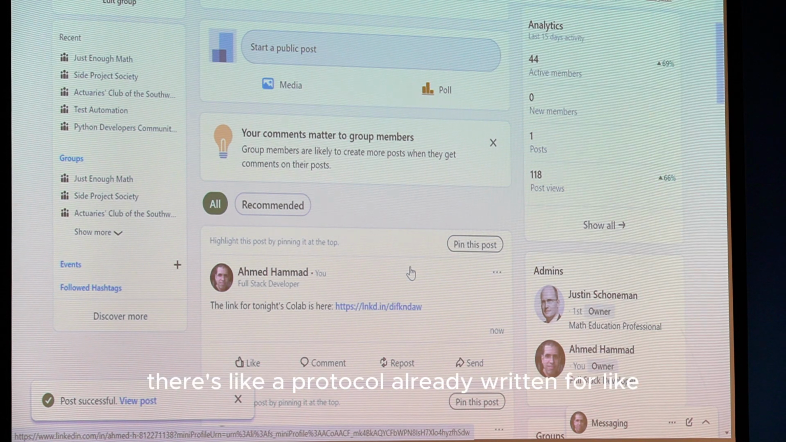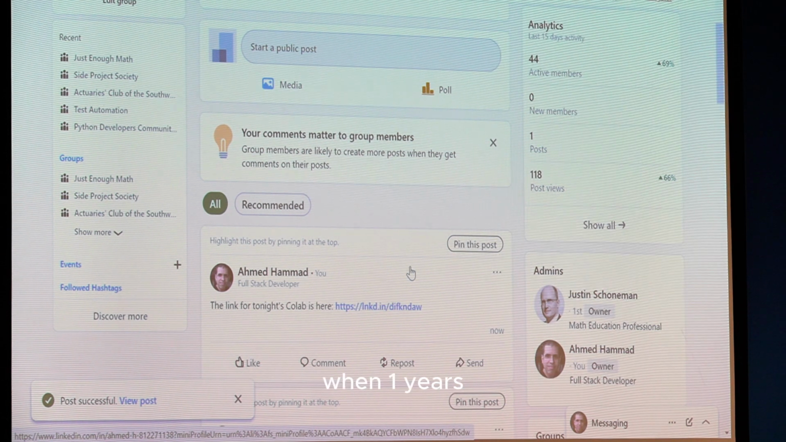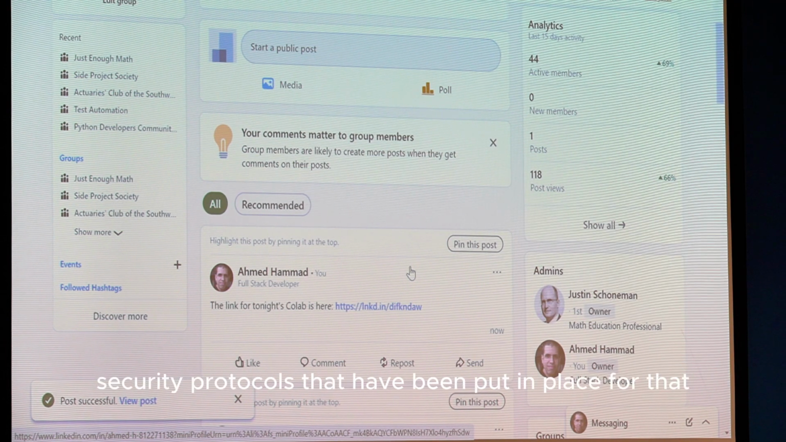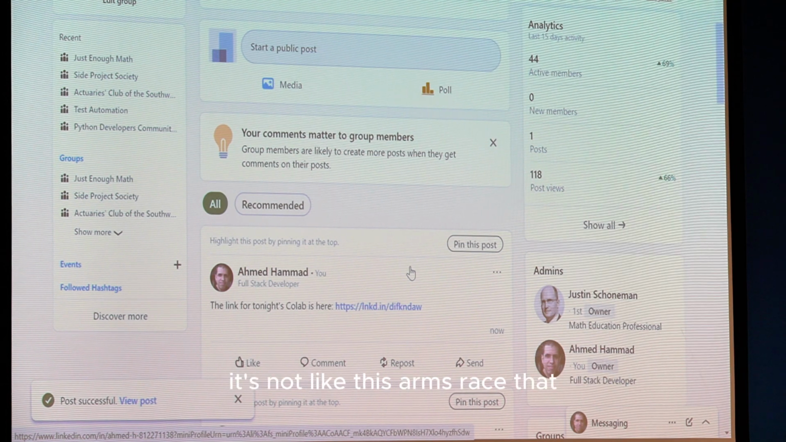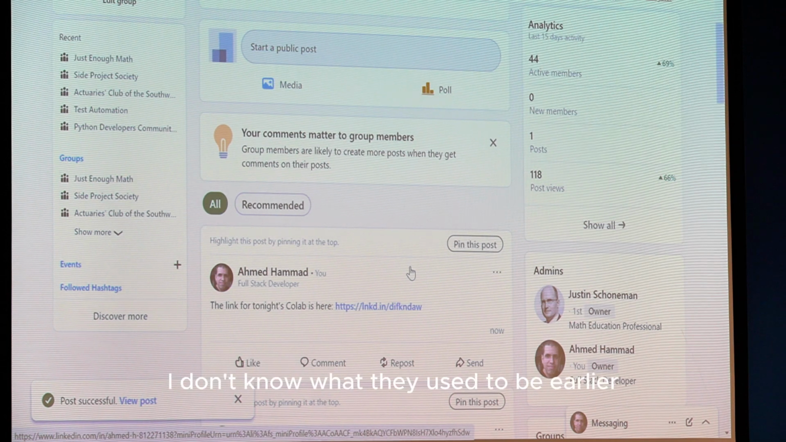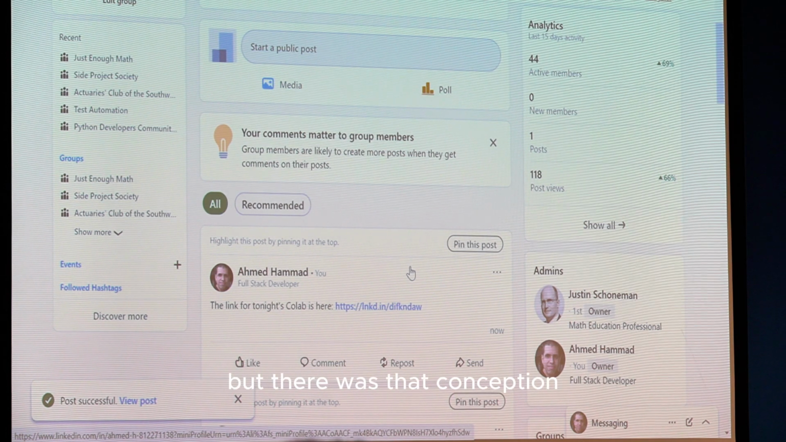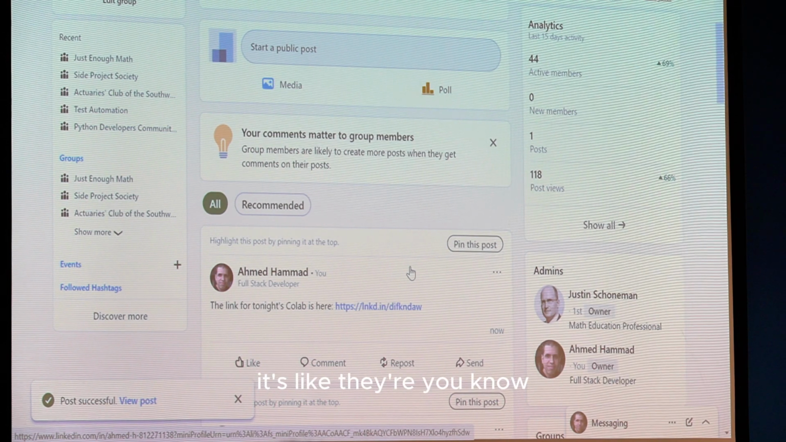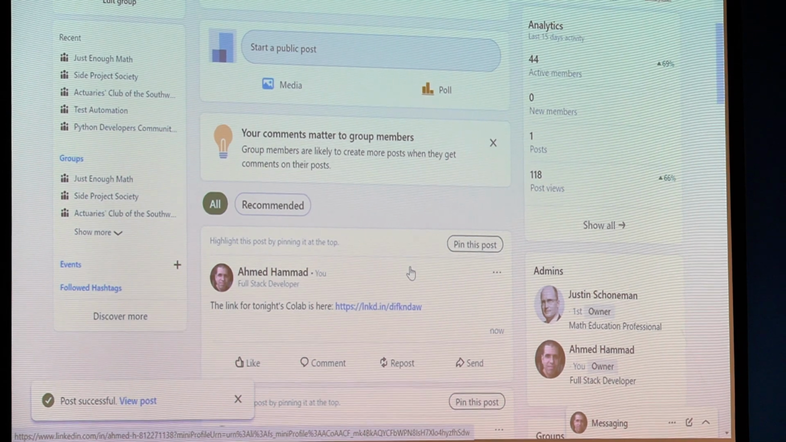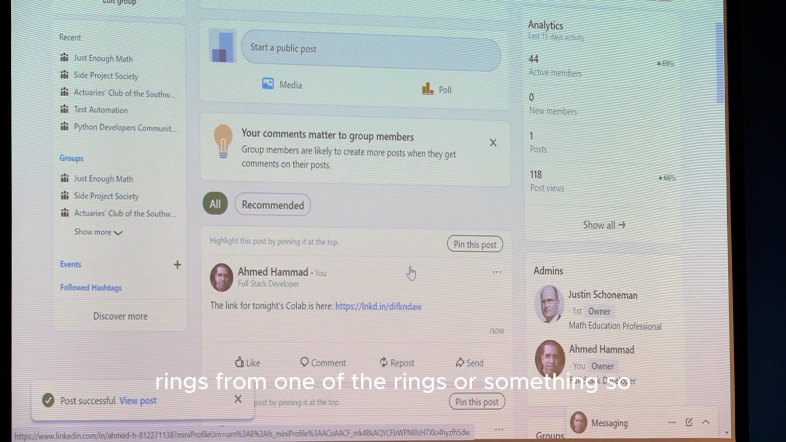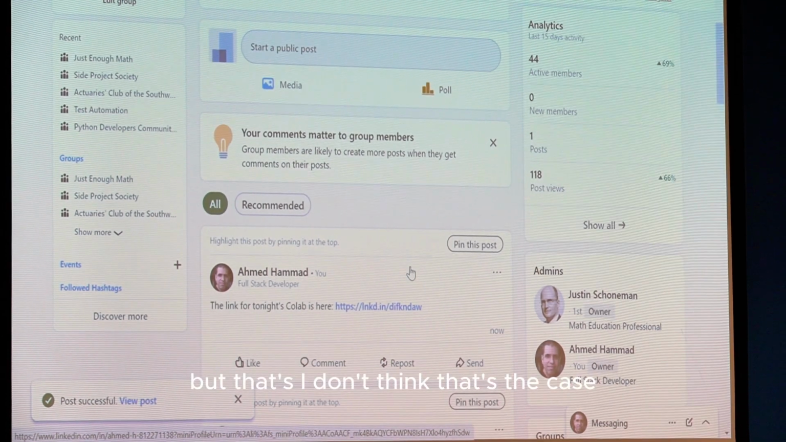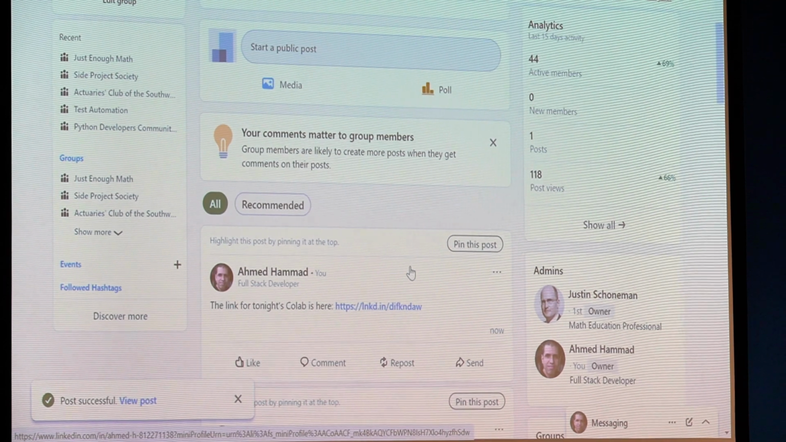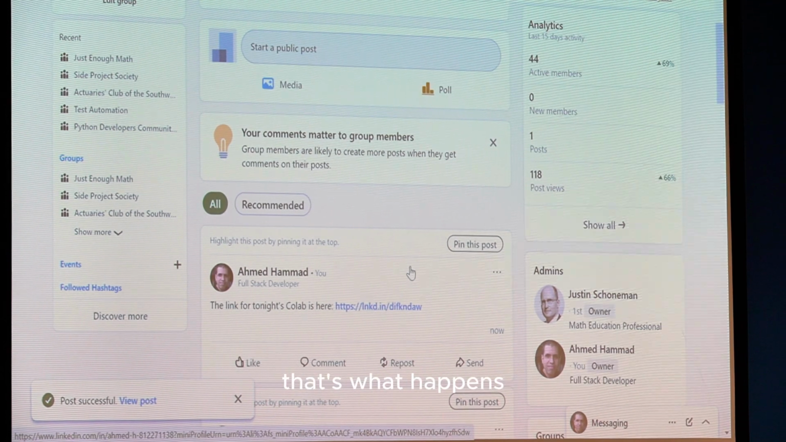Incidentally, there's a protocol already written for when quantum computers, if and when they take over. There are already security protocols that have been put in place for that. So it's not like this arms race, that I don't know if it ever was, but there was that conception that whoever gets the first quantum computer is going to rule the world, like one of the rings from Lord of the Rings. I don't think that's the case. It's my understanding that everybody knows how to deal with it once it happens.